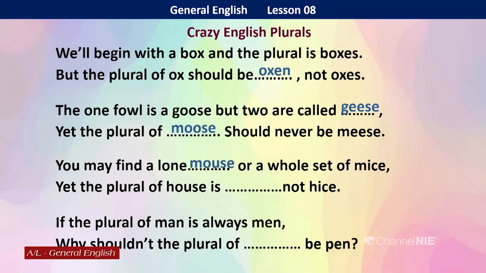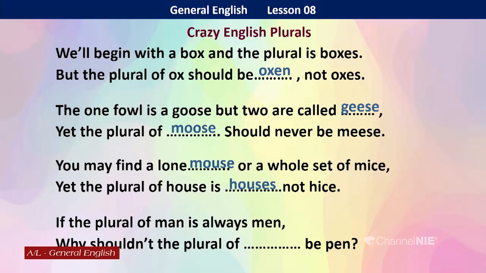You may find a lone mouse or a whole set of mice. Mouse is the singular noun, mice is the plural noun. Yet the plural of house is houses, not highs. Although they have the same spellings, mouse and house, we can't form the plural in the same way, children, right? Mouse, the plural is mice. House, the plural is houses. House is a regular noun. Mouse is an irregular noun.